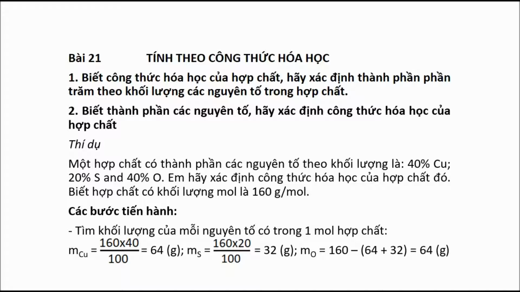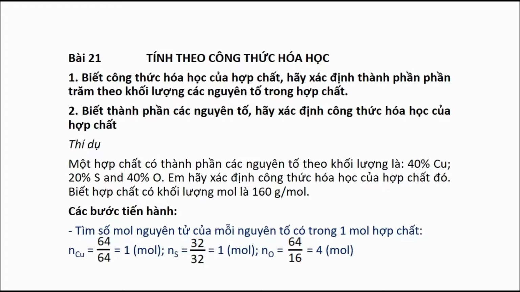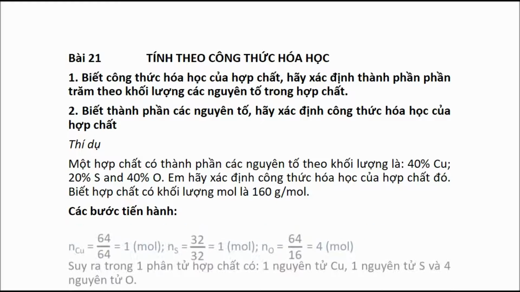MS equals 160 multiplied by 20 over 100 equals 32 grams. MO equals 160 minus 64 plus 32 equals 64 grams. Find the number of atomic moles of each element in 1 mole of the compound. nCu equals 64 over 64 equals 1 mole. nS equals 32 over 32 equals 1 mole. nO equals 64 over 16 equals 4 moles.